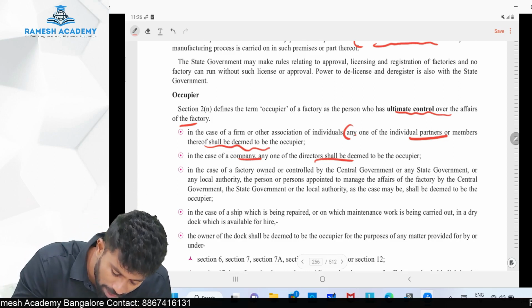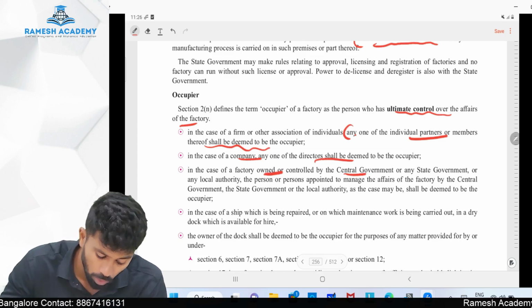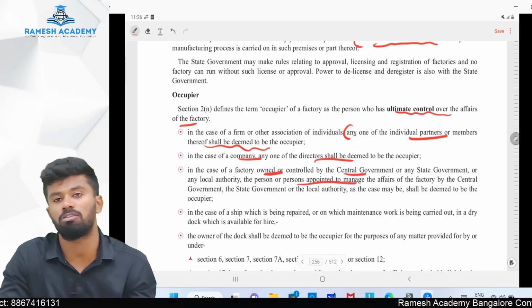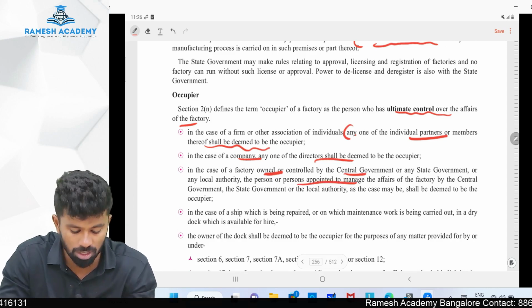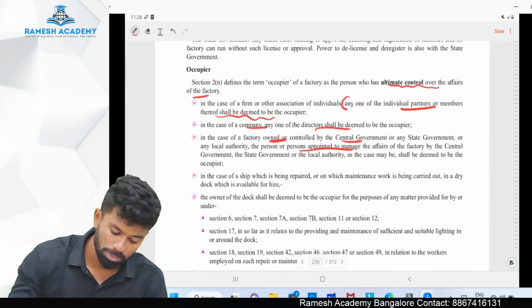In case of a factory owned or controlled by the central government, any state government or a local authority, the person or persons appointed to manage the affairs of the factory by the central government or state government shall be what?